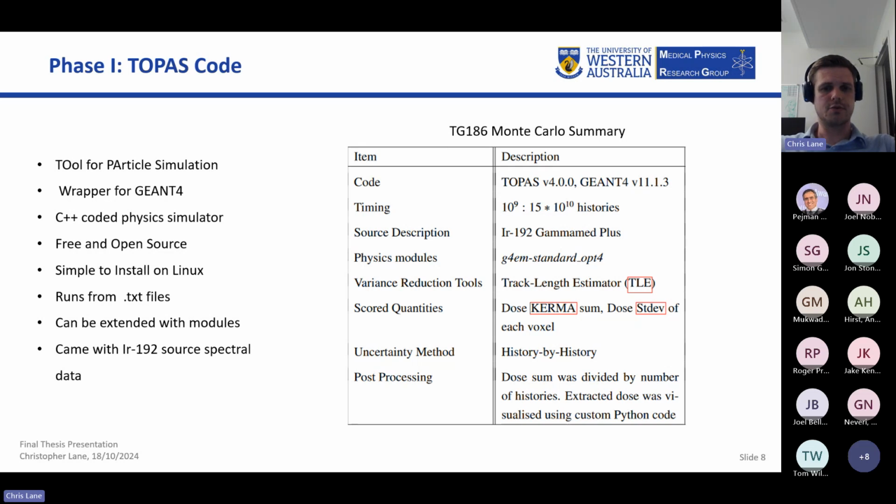I did that so that I could extract a history-by-history uncertainty method in order to be confident that my model was accurate enough. And then for post-processing, because I was scoring by the sum of the dose, I would divide that by the number of histories to get the dose rate in terms of per history, and then had further processing in order to convert it into a treatment planning system dose. And then that was visualized with some Python code that I had written up.